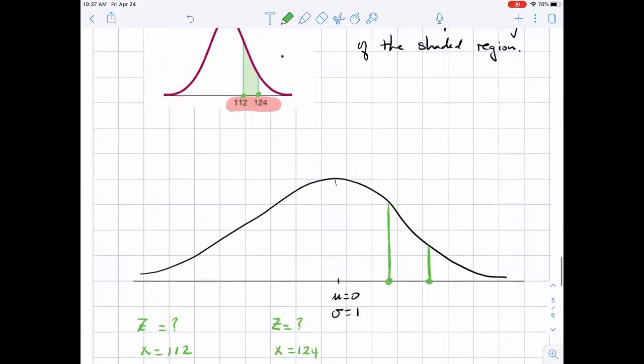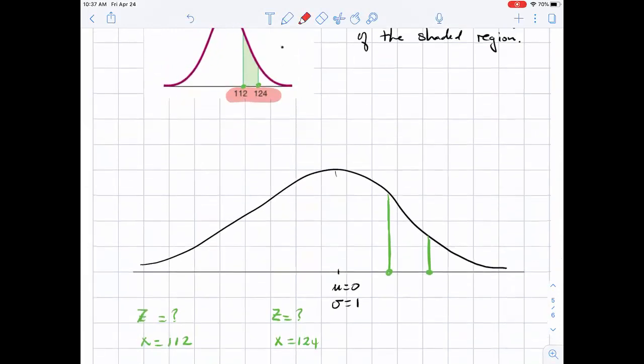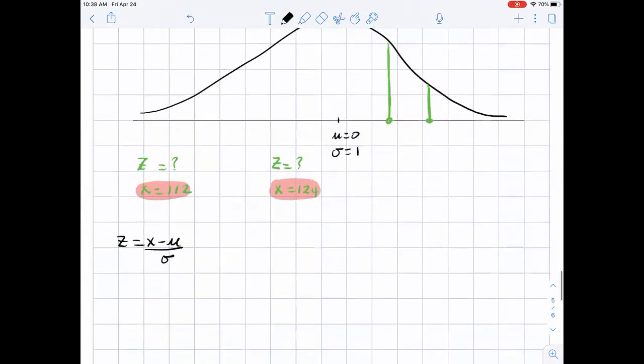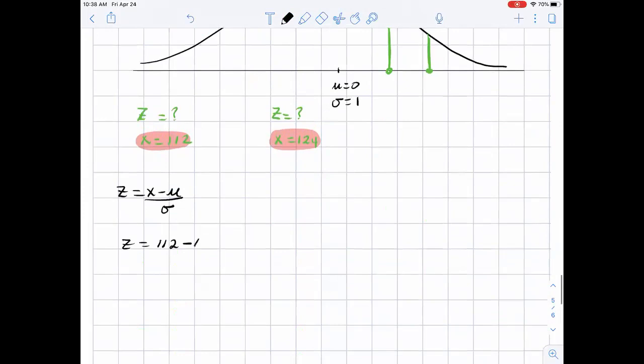So we draw our normal graph, and then we convert these two values, which is what we want to know. What are the z representation of this? So we use the formula now. Z is equal to x minus mu divided by sigma. So z is equal to x, in this scenario 112, minus mu, which was given to you, right? Mu is 100 and sigma is equal to 15. So minus 100 over 15.